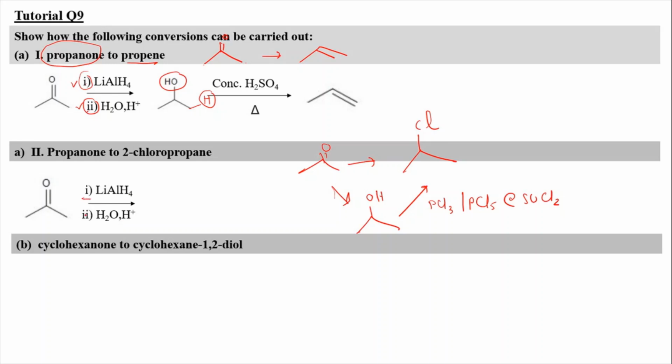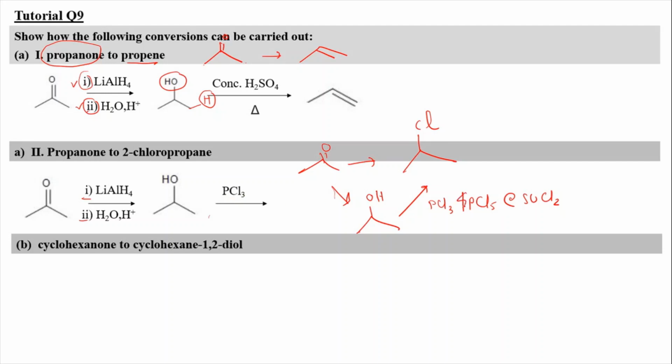As mentioned, the number here is important because it is done stepwise, and then this is going to produce my alcohol, the same method as before. But now I'm going to produce a haloalkane. So I'm going to react that with PCl3, for example.